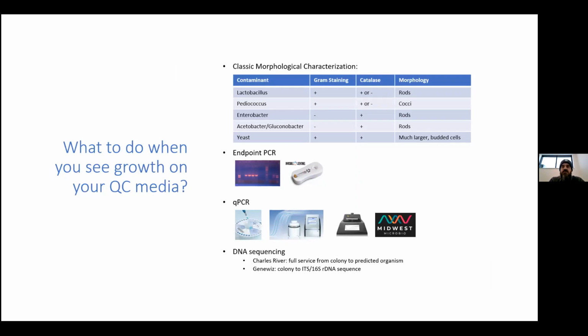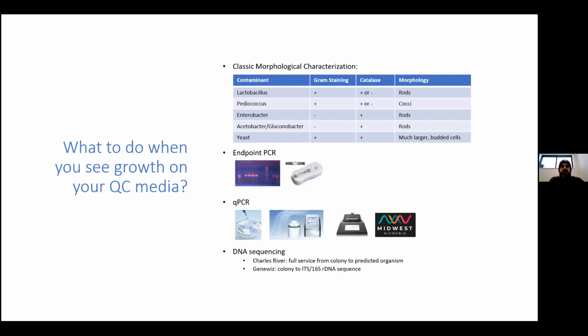The rods are indicative of lactobacillus or enterobacter, whereas cocci, little round cells, are more indicative of pediococcus. Of course, you should know what yeast look like. They're much larger, round budding yeast.